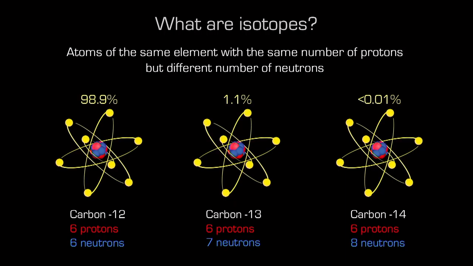It's about 98.9%. And then there's carbon-13, which is less abundant, and it has 6 protons and 7 neutrons. And these are the two stable forms of carbon that are in our world. They don't change in mass, and they're very stable. But then you have carbon-14, which is very rare. There's only about 0.01% amount of carbon-14 in the universe. And it has 6 protons and 8 neutrons.